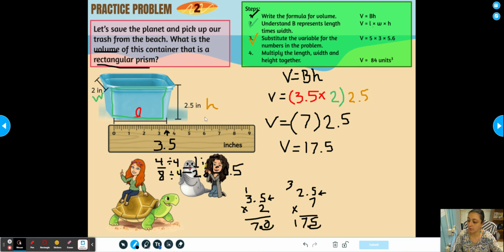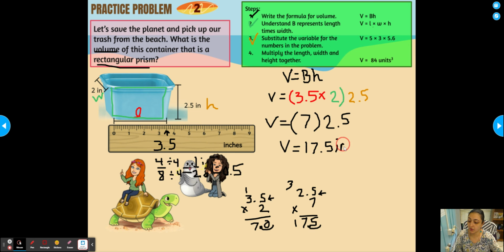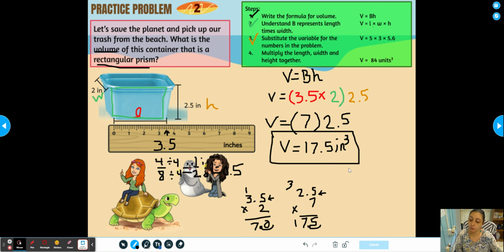And not forgetting our measurement or our unit, which is inches. And because this is volume and it's 3-dimensional, it's cubed. So the volume of this rectangular prism container is 17.5 inches cubed.